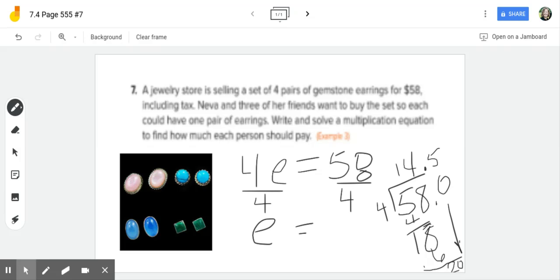Now, for money's sake, right, we don't have $14.5. Yeah, we don't usually say that, right? We would say the cost of 1 pair of earrings is $14.50. And we're not going to leave it naked. We're going to put our dollar sign with it. So Neva and each of her friends had to pay $14.50 to all own a pair of beautiful earrings in this set. All right, hopefully this helped a lot.